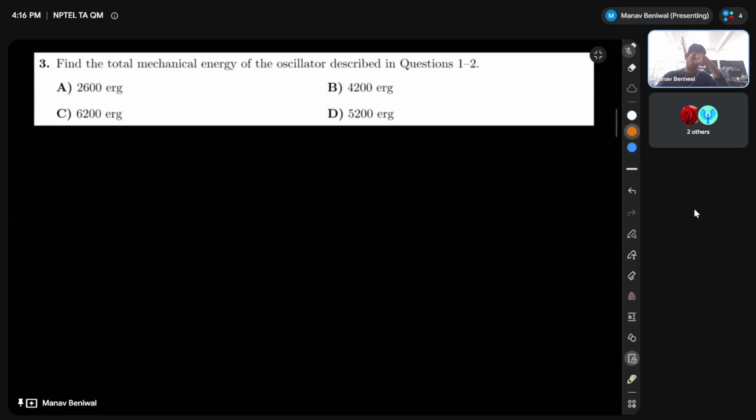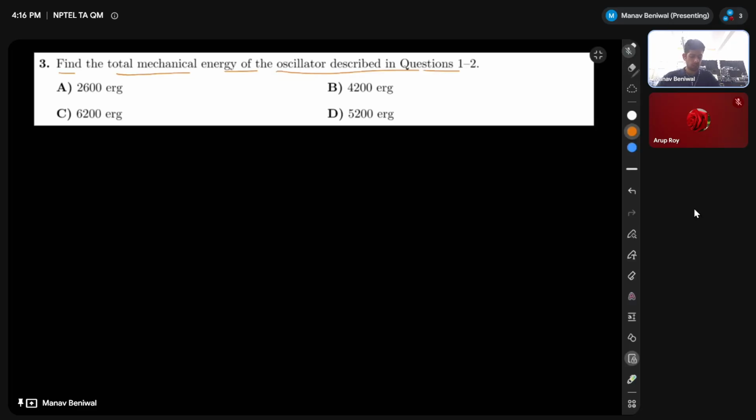So we have now found our amplitude, we have found our phi, and we know omega. So basically we know everything that is needed to solve this problem. And now based on this problem, questions 1 to 2, we are asked to find the total mechanical energy of the oscillator described in questions 1 and 2.